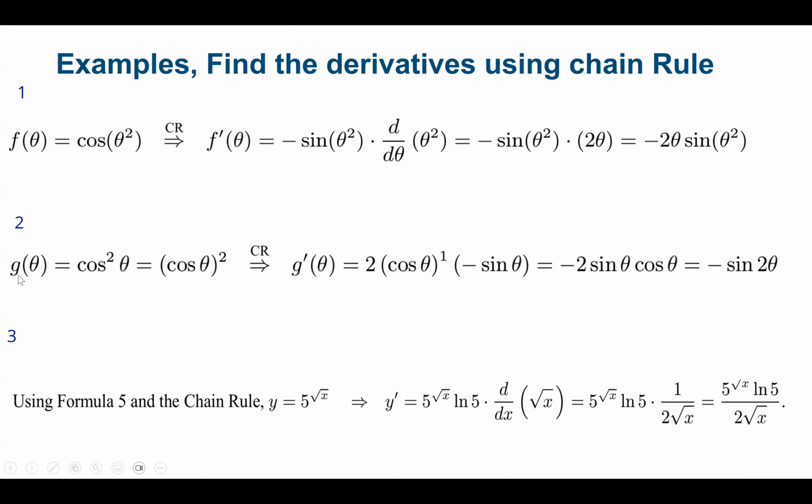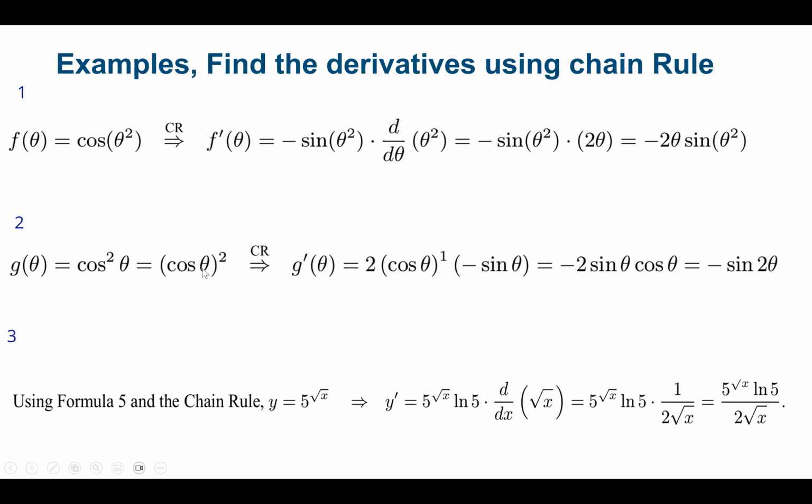Now let's look at the second example. Find the derivative of cos squared theta. Now cos squared theta is the same as saying cos theta all square. So this is again a composite function. We have to use the power rule to find the derivative of cos theta square. Then we multiply it by the derivative of cos theta.